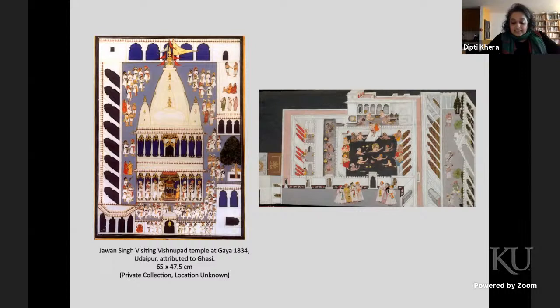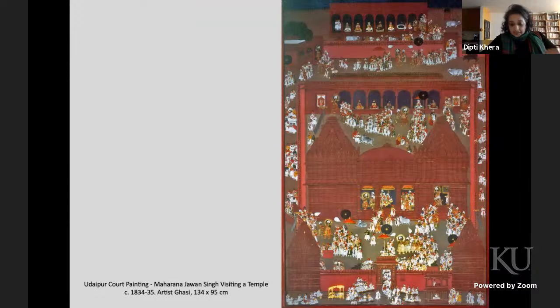The same kind of strategy is used in the other painting as well. It's in fact even more reinforced because of the ways in which the brown hues are used, the modes in which you have the portrait of the king repeated on multiple instances.